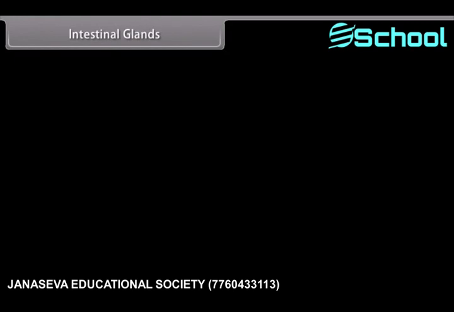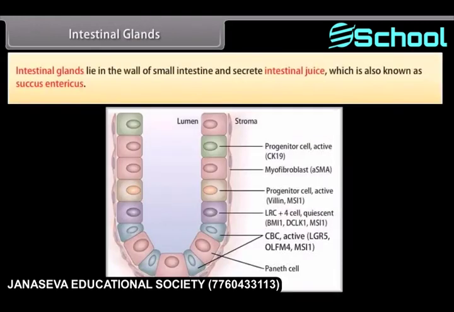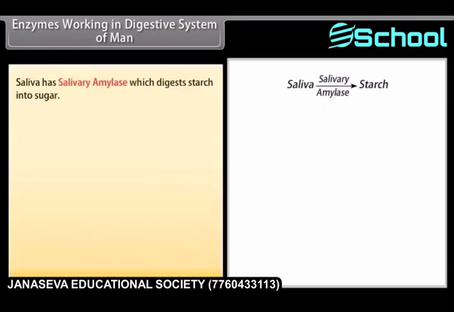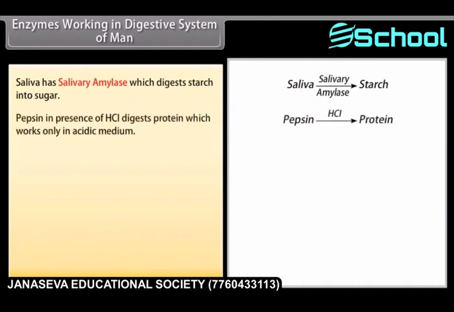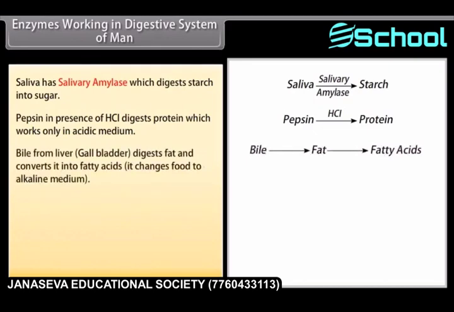Intestinal glands. Intestinal glands lie in the wall of the small intestine and secrete intestinal juice, which is also known as succus entericus. Enzymes working in the digestive system of man. Saliva has salivary amylase, which digests starch into sugar. Pepsin in the presence of HCl digests protein, which works only in acidic medium. Bile from the liver, gallbladder, digests fat and converts it into fatty acids. It changes food to alkaline medium.